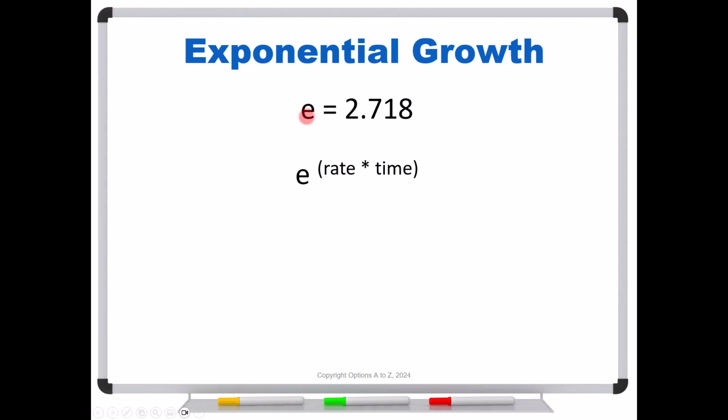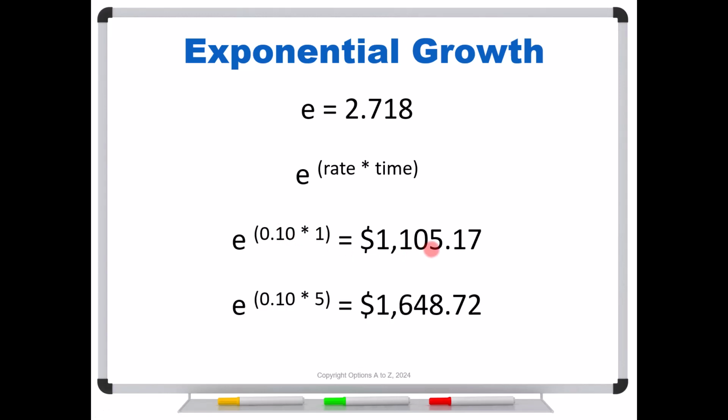There's this letter called E. It's just a constant used a lot in math, one of the more famous constants. Turns out to be about 2.718. And we can take E raised to the rate, let's say 10% times the amount of time. So at 10%, you can just punch on your calculator E raised to the 0.10 times 1 year, comes up to 1105.17. If it's 10% for 5 years, E raised to the 0.10 times 5 years comes up to 1648.72. And no matter how quickly the bank compounds, you can never beat this number. This is the absolute limit.